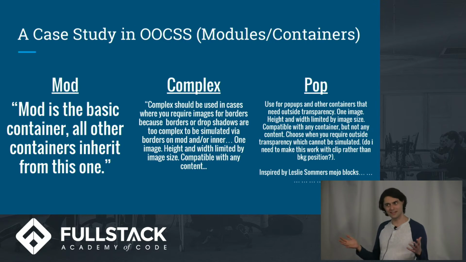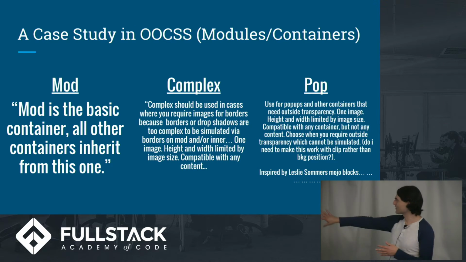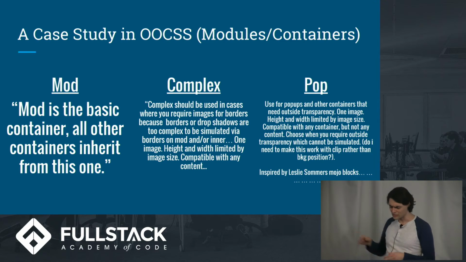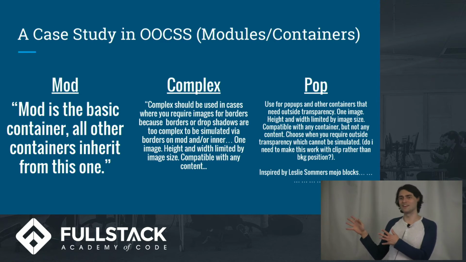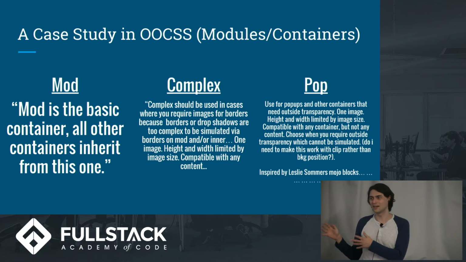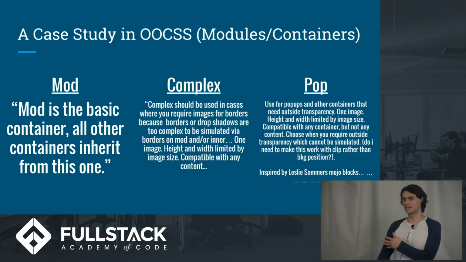So basically you're getting the idea here, right? Pop, this text is even smaller. This is really hard to read. Used for pop-ups and other containers that need outside transparency, compatible with any container but not any content. I don't know what that means. Choose when you require outside transparency which cannot be simulated. Do I need to make this work with clip rather than background? See, this is really difficult to understand. And just trying to get up and running on object-oriented CSS takes a lot of cognitive effort.